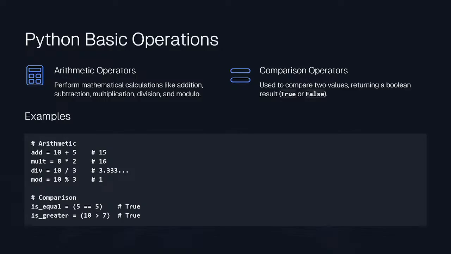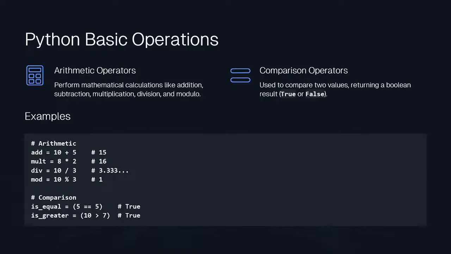So let's see some basic operations in Python. The operations in Python can be divided into three major parts: arithmetic, comparison, and there's one more, logical. We'll be seeing that in the next class.